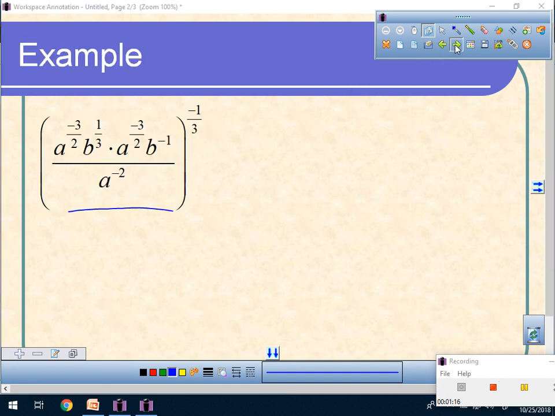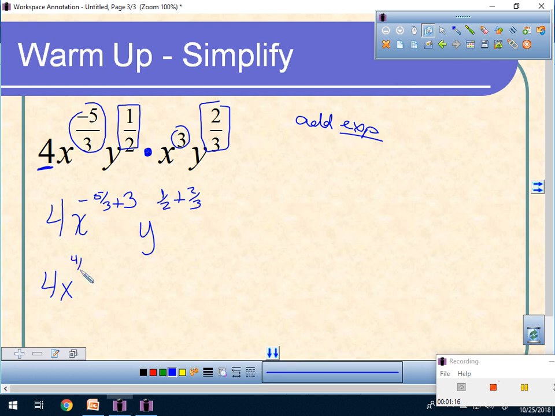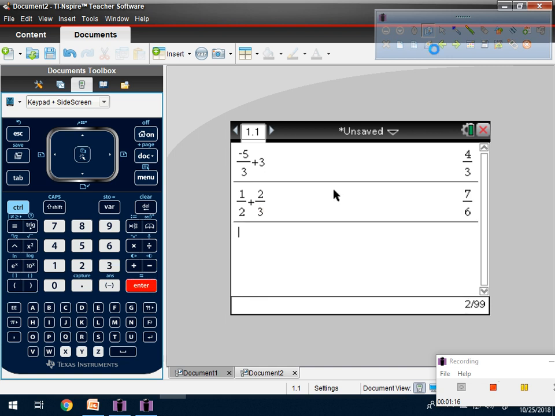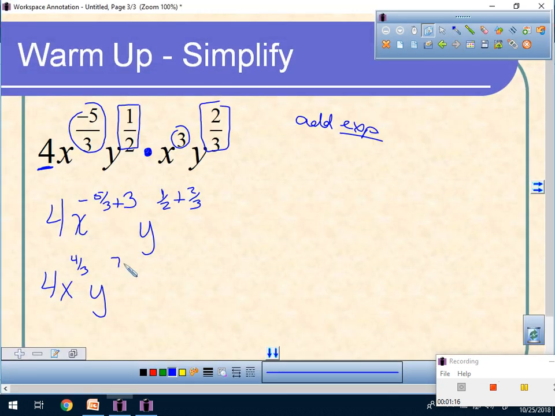So that would be 4/3 for the x, and then for the y, I do 1/2 plus 2/3. I'm going to hit Control Divide, 1/2 plus 2/3, hit Control Divide again, and that's going to give me 7 over 6. So my answer for this problem will be 4x to the 4/3 y to the 7/6. And that would be my answer for this problem.